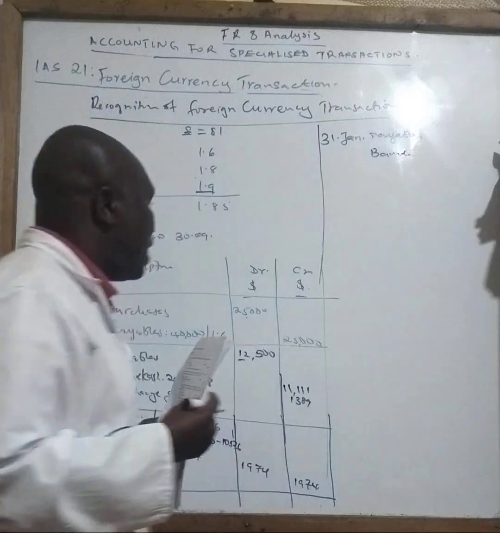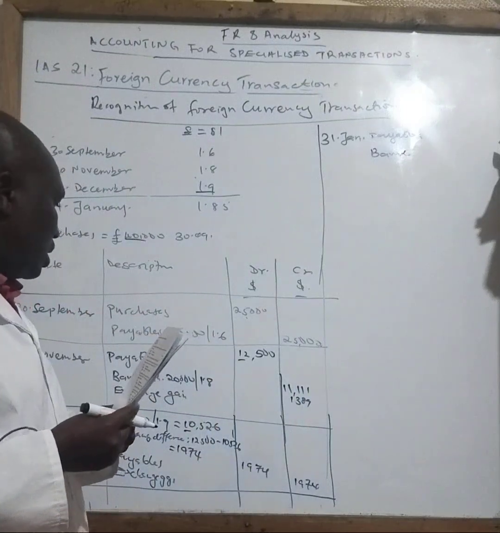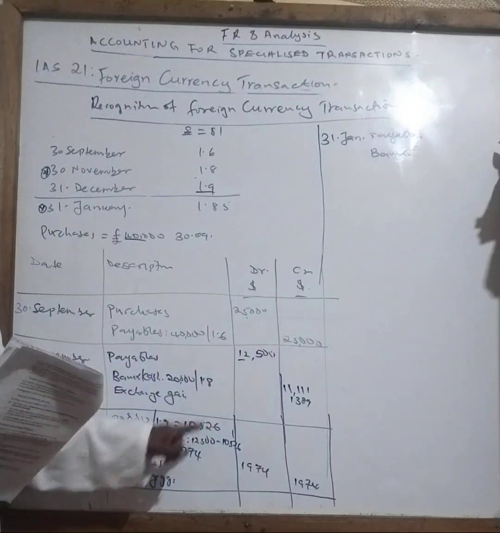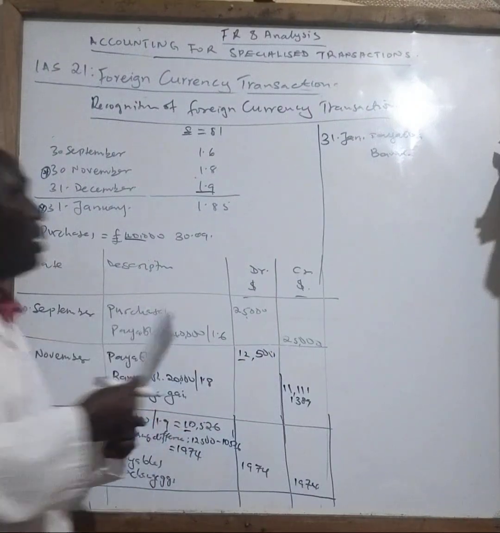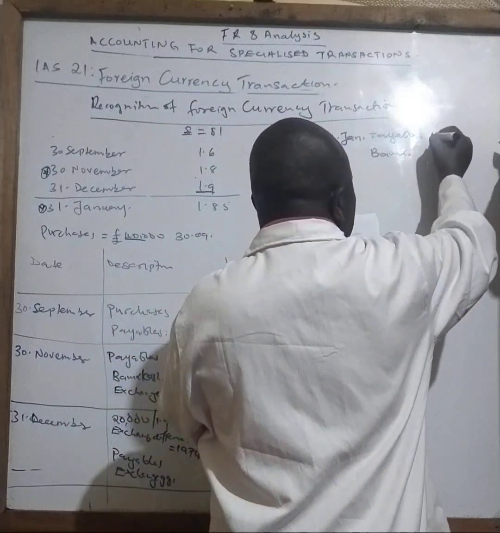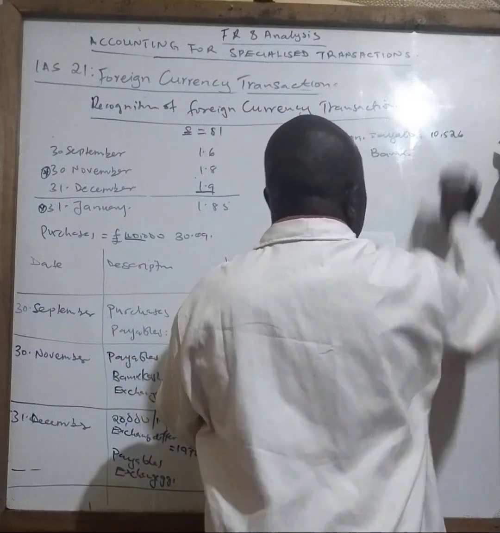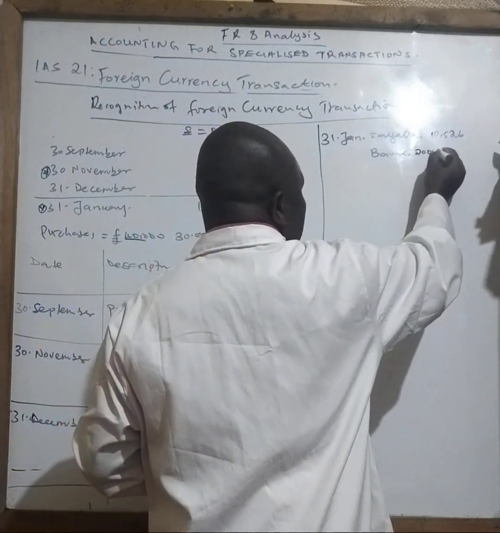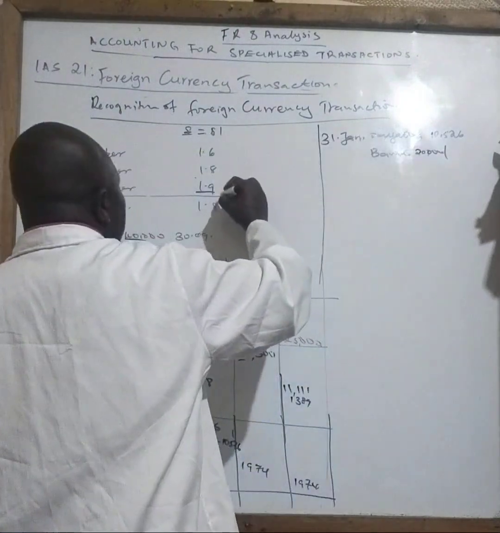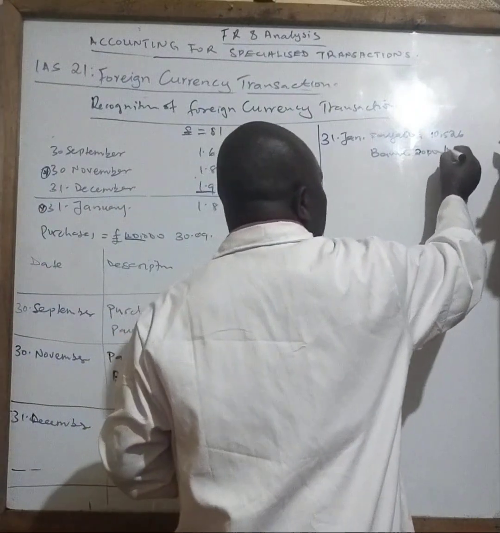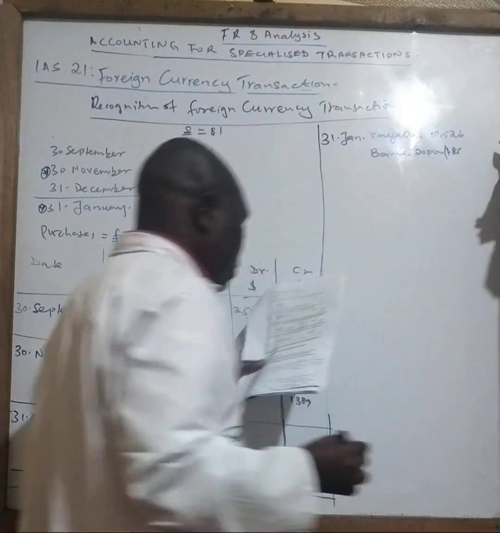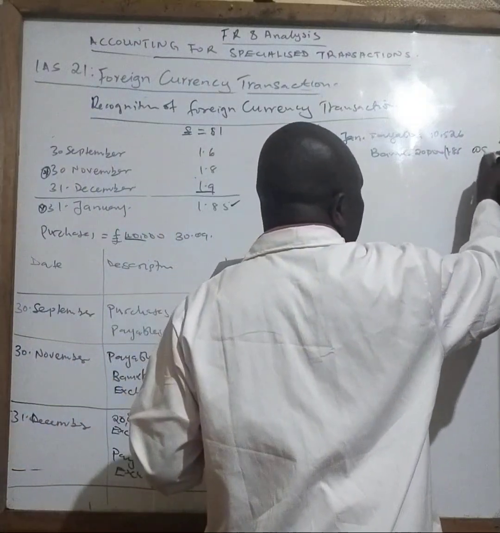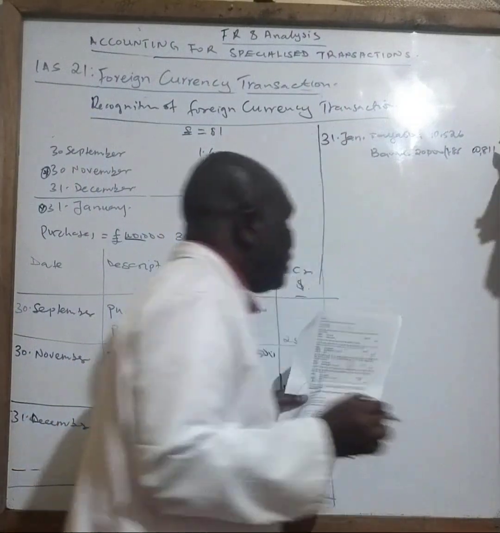So the payables for that matter I'm paying is how much? Is it this or this? I've already translated this, therefore this is my figure here. So I'm paying, payables is reading 10,526. How much am I paying as a bank? I will take the remaining balance, 20,000, you divide by the exchange rate prevailing at the time of payment, that is 1.85. It will give me 10,811.